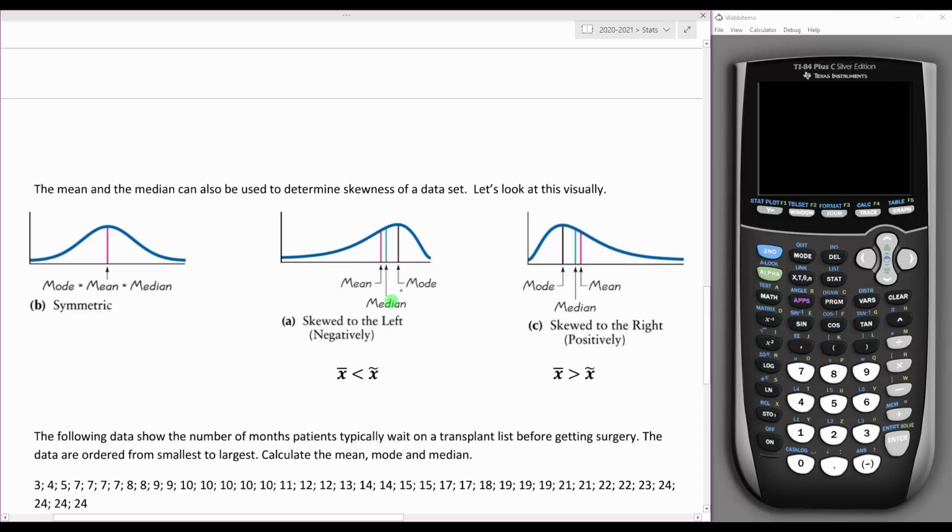All right, now on the flip side, let's say we have our extreme values over here on the right-hand side. So we have this skew left shape, with some extreme values over here pulling on the mean.